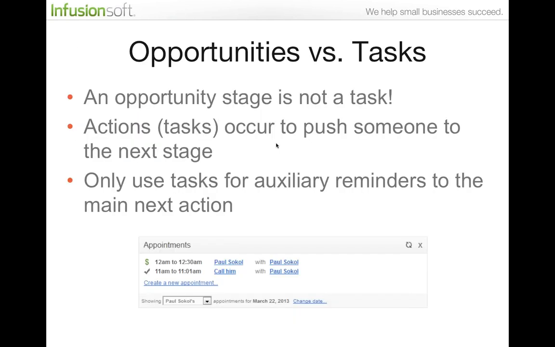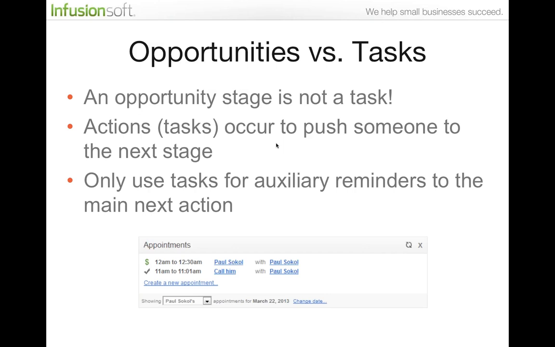So here's my slide on opportunities versus tasks. A stage is not a task. A stage is a milestone. We take actions to push somebody between stages because that's really what a sales rep's doing. They're pushing somebody and leading them down a pipeline. So you can see here, if you're using opportunities and tasks, it's going to create duplicates on the calendar, and it's going to be confusing for your sales reps. You see that appointments widget down here? The $ is the opportunity, but then the checkbox is the task. So this Paul Sokol guy shows up on the calendar twice, but there's only one thing that I need to do.